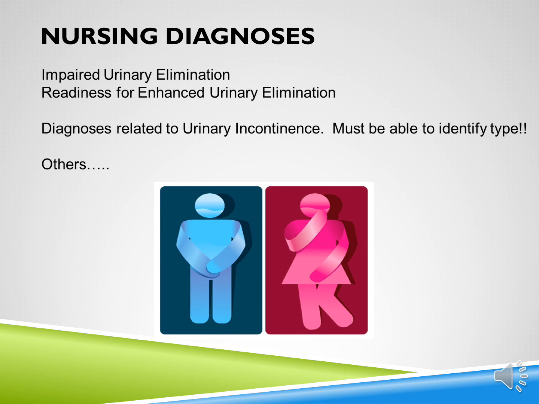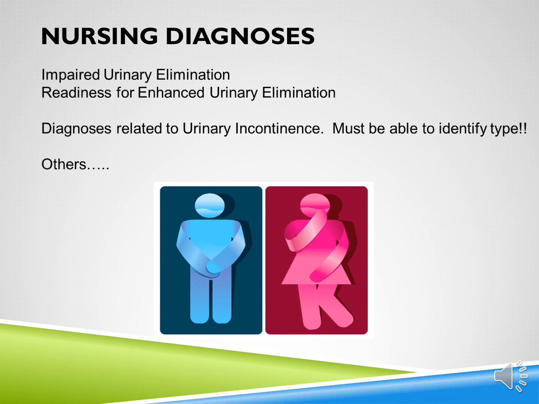So if you're going to use a diagnosis that's related to a type of urinary incontinence, you need to be able to identify that type of urinary incontinence, such as urinary urge incontinence, urinary stress incontinence, urinary retention. Any of those types of things need to be identified more specifically.